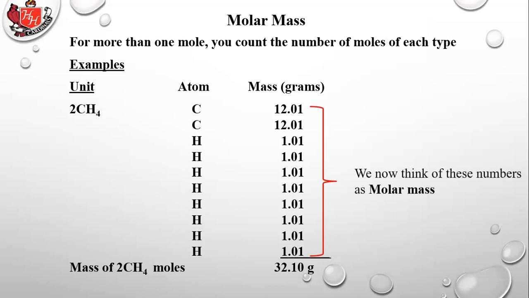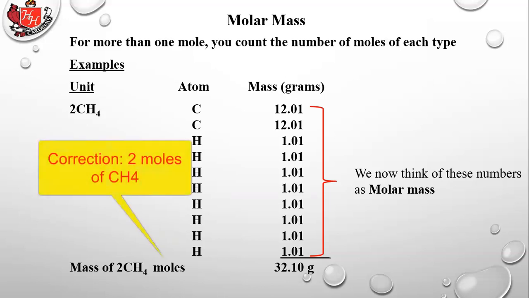numbers as molar mass. Okay, we're going to get away from thinking of them as individual molecules, masses, AMUs, and get to thinking of them as molar masses. So down at the bottom you see the mass of 2 CH4 molecules is 32.10 grams.